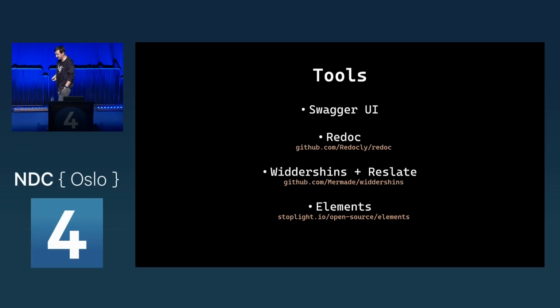Widdershins and Slate is a way of generating documentation. Redoc will also generate static documentation files, so it's basically an HTML file with some inline CSS and JavaScript that then loads your JSON file and turns it into a lovely documentation page. Widdershins and Slate is another way of doing that. It's sort of a Python-y, Node-y sort of solution. And then there's Elements, and I'm going to show you Elements in a minute because I love Elements. It's great.